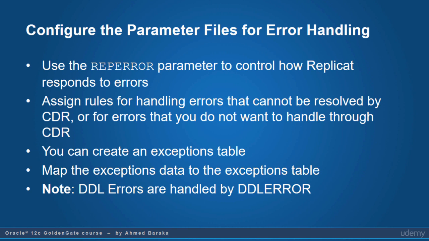For example, you may have configured your application to run in an Oracle GoldenGate bidirectional configuration environment, and you don't expect duplicate row conflicts to happen in the databases. In this case, you can configure the replicate parameter file to register duplicate row conflicts in an exceptions table. If the unexpected error happens, you refer to that exceptions table to do your investigation and understand why those conflicts took place in the database.